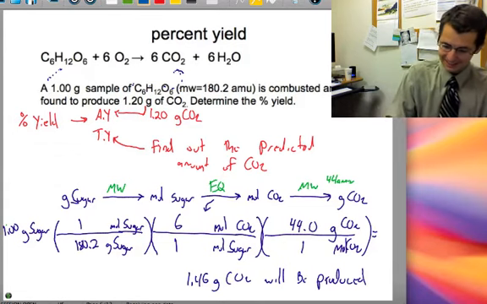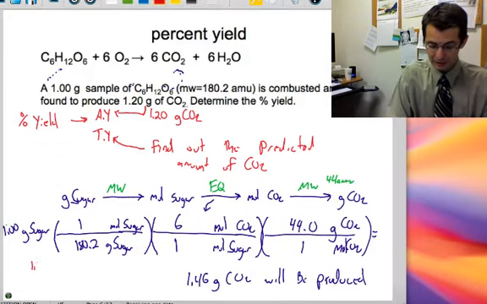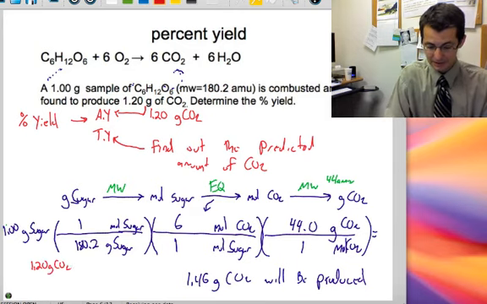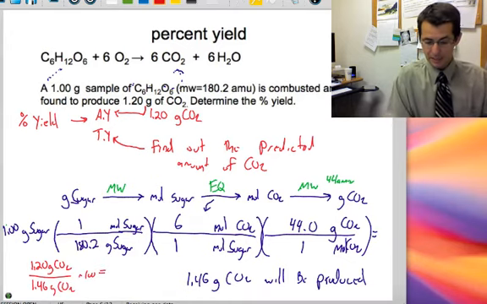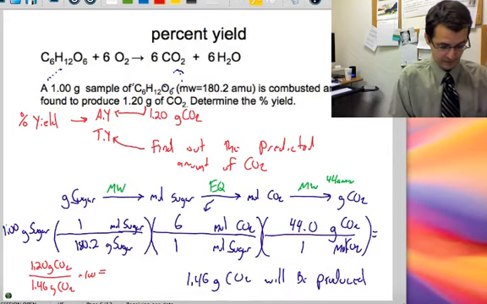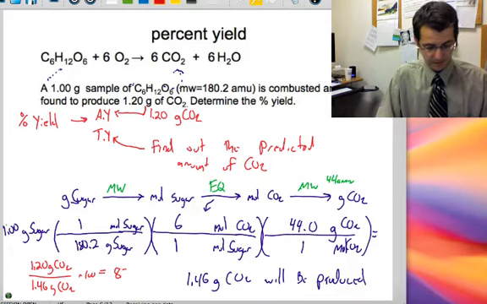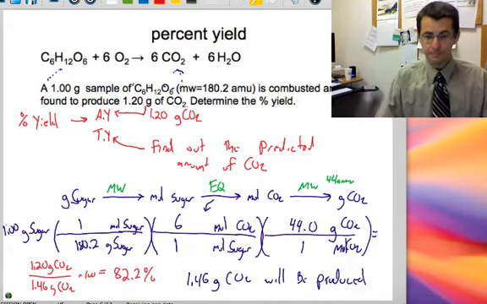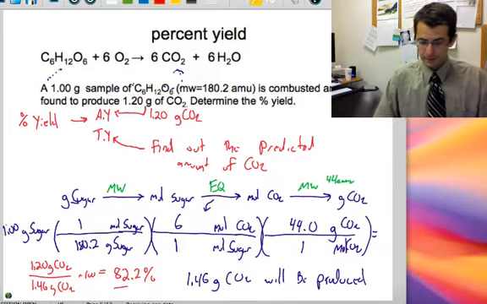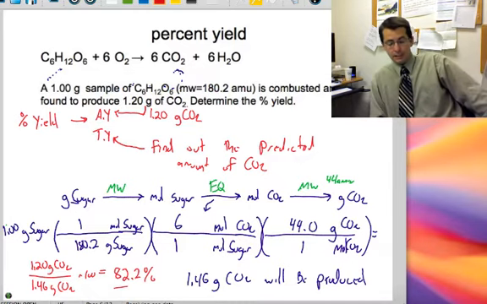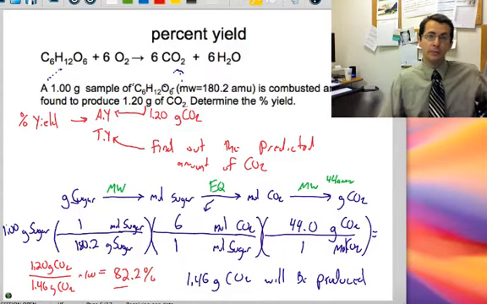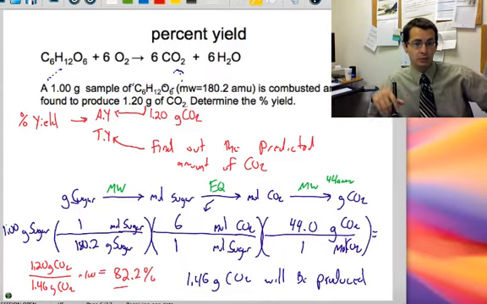The real answer is our actual yield, 1.20 grams of CO2, divided by our theoretical yield, 1.46 grams of CO2, times 100, to give us a percent, or 82.2%. So percent yield is something that you can determine given an actual yield.